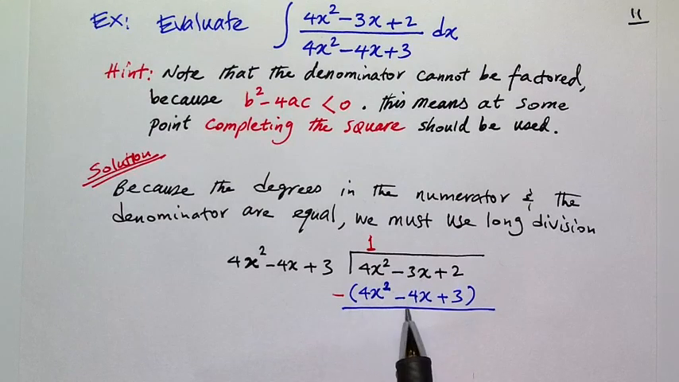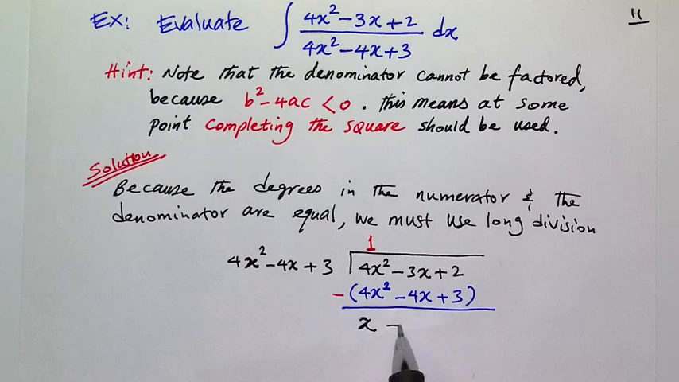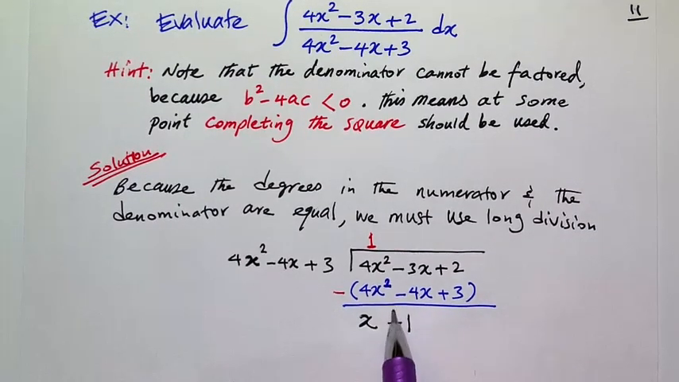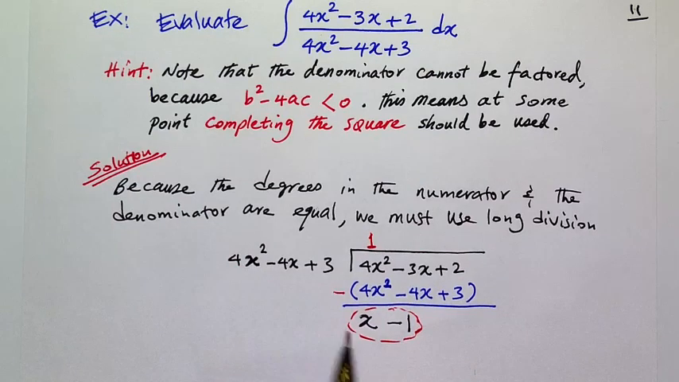Minus 3x minus 4x, that's just a positive x. 2 minus 3, that's minus 1, right? So this is our remainder. Because whatever you put here, multiplied by 4x squared, you're going to get a higher x term than this. So this is where we have to stop, and this is what our remainder is.